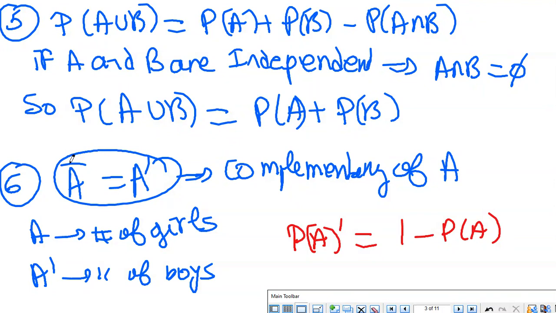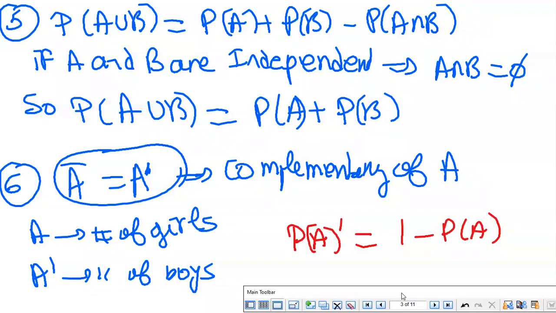You can see the notation A bar or A prime. It means the complement of A, the opposite of A. So if A represents the girls in a class, A prime is the boys in the class. The probability of A prime is equal to 1 minus P of A, because they are opposite events.